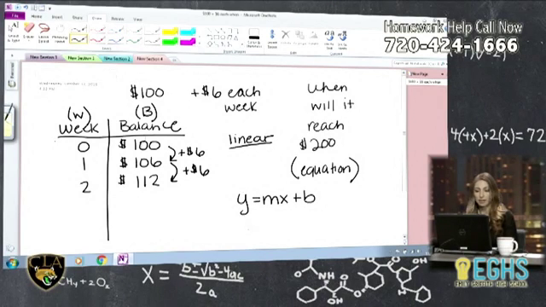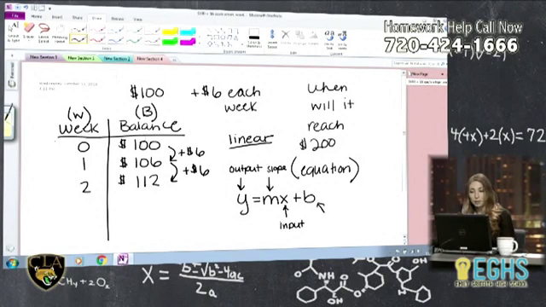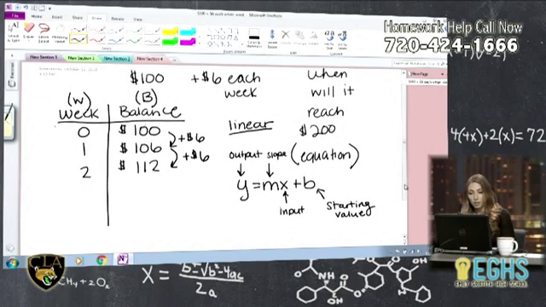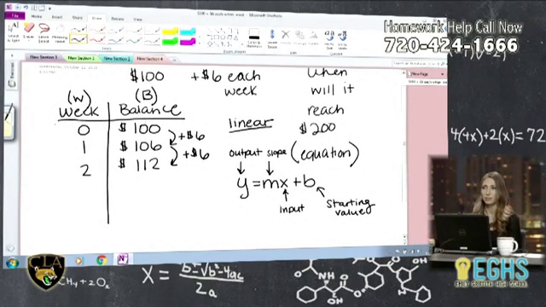Let's break this down a little bit. The y represents the output variable. The m represents our constant growth, or our slope. The x represents our input variable, and the b represents our starting value. Now, if we want to come up with an equation for this, we just need to fill in these ideas.